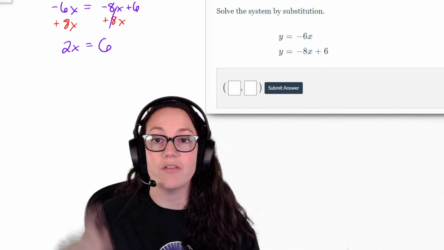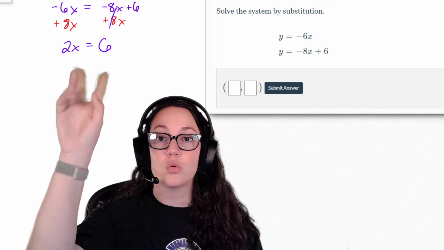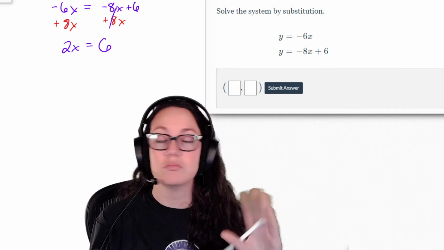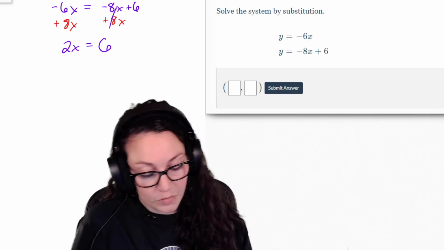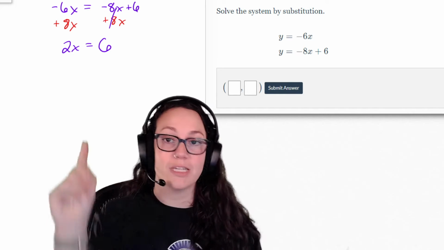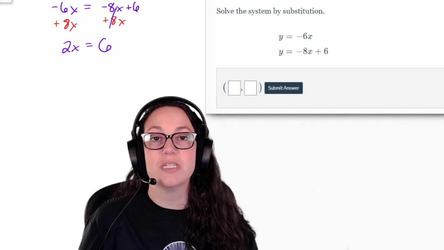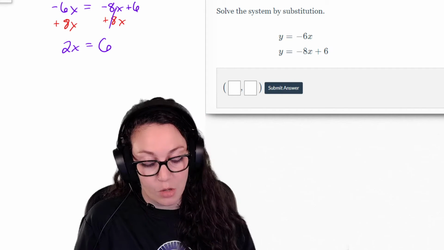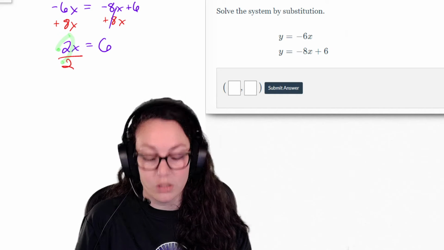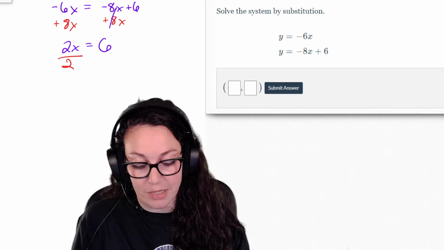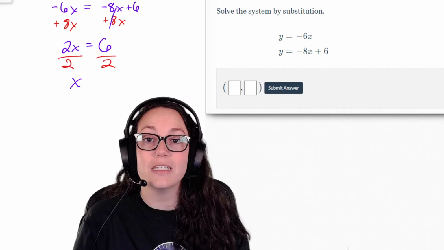Okay, so now I have all my x's on the left and all my constants on the right. It's totally fine if yours are switched. Doesn't matter. In this case, my x happened to end up on the left. Now, we have 2x here, but we only want one of them. So to isolate x, I'm going to divide by the coefficient on it, which in this case is 2. So I divide by 2, and since I did it to one side, I have to do the same thing to the other. And I get x is equal to 3.